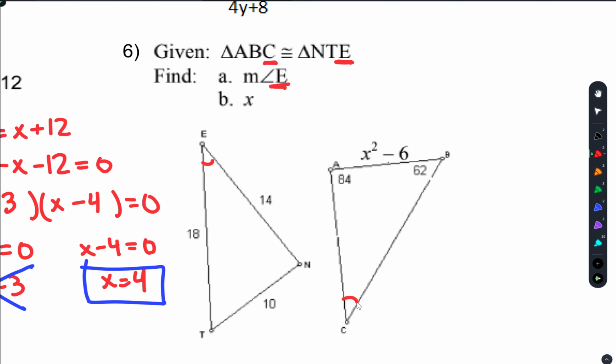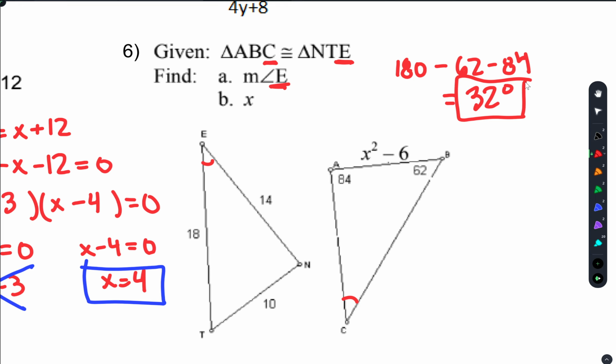Allegra? Oh, I don't even need to do all that. That's too much. Caitlin? Exactly. Don't make it too hard on yourself. 180 is our magic number for triangles. Subtract those other two angles, 62 and 84. What do we even get? 148. So I'm looking at 32. Is that right? Mental math, not my strong suit. Questions on that one?